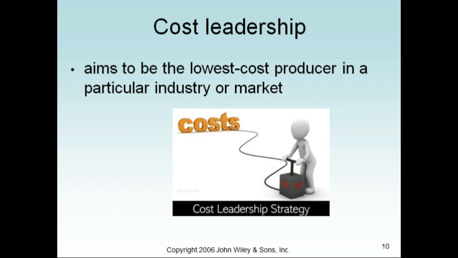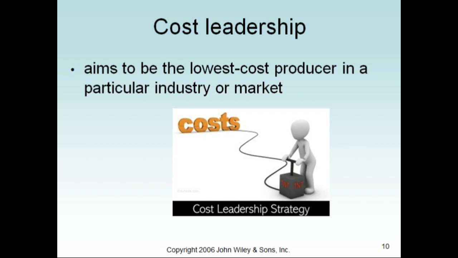So, by being the lowest cost producer, the company can offer its products or services at a lower price than their competitors, which can lead to increased market share and profitability. Additionally, the company may be able to weather price wars with competitors and maintain profitability even in times of economic downturns.